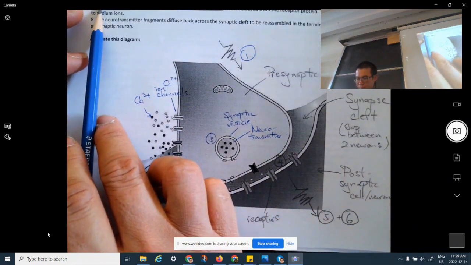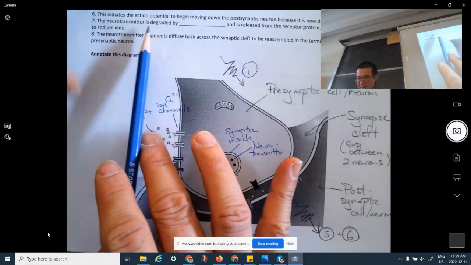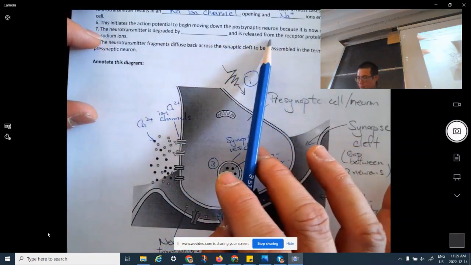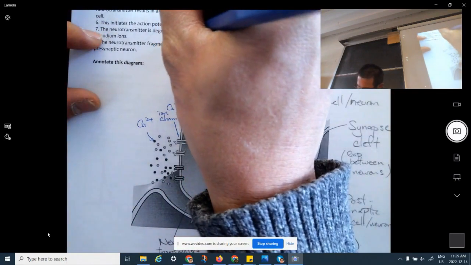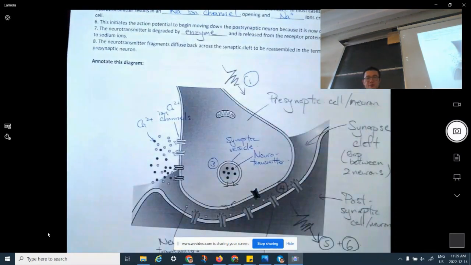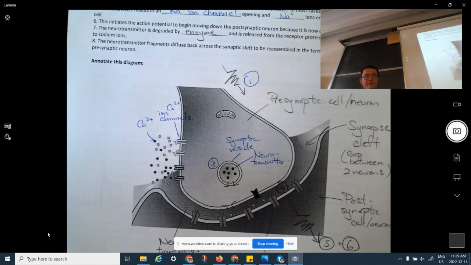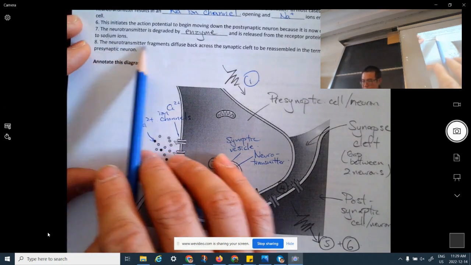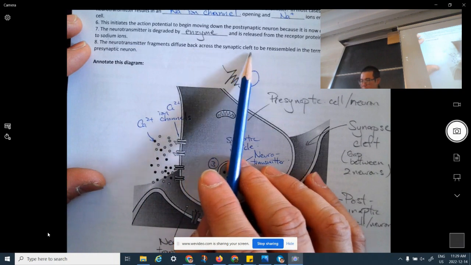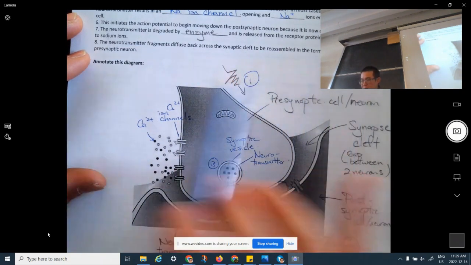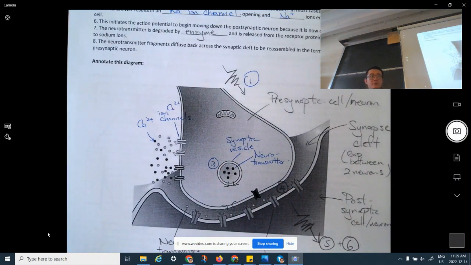Okay, number 7. The neurotransmitter is degraded by an enzyme and is released from the receptor protein. So those things don't get stuck there forever. They eventually have to come off. They will get broken down. And then the ion channel closes to the sodium ions. And then the neurotransmitter fragment diffuses back across the synaptic cleft to be reassembled in the terminal buttons of the presynaptic neurons.